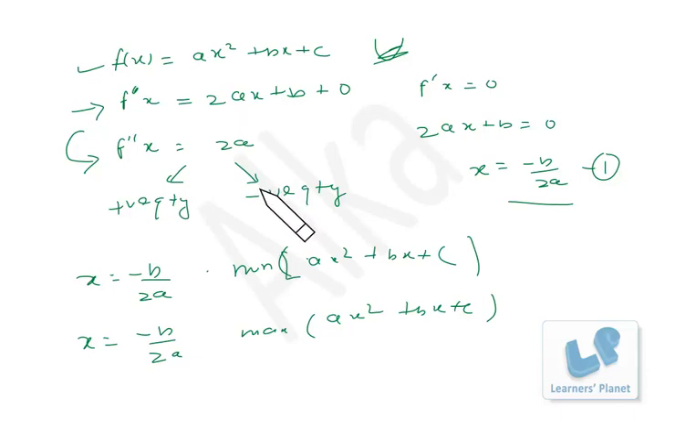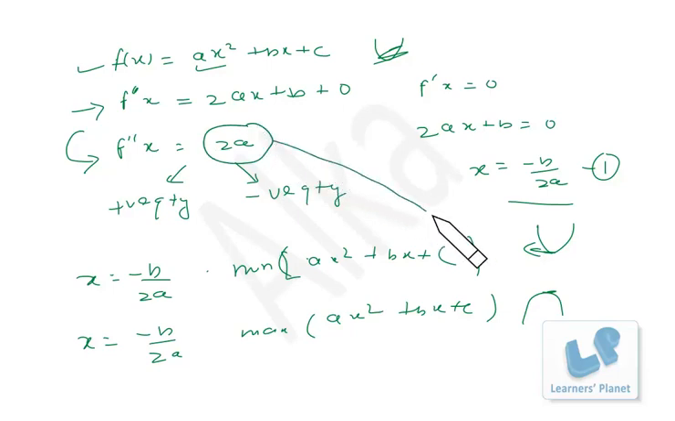So if it is a positive quantity, that means at x is equal to minus b by 2a, you will get the minimum value of this expression, right? And if it is a negative quantity, then at x is equal to minus b by 2a, you will get the maximum value. This is a parabola opening upwards, so you just get the minimum value, and this is a parabola opening downwards. Because a is negative, this quantity is negative, so you will get the maximum value. That's it.